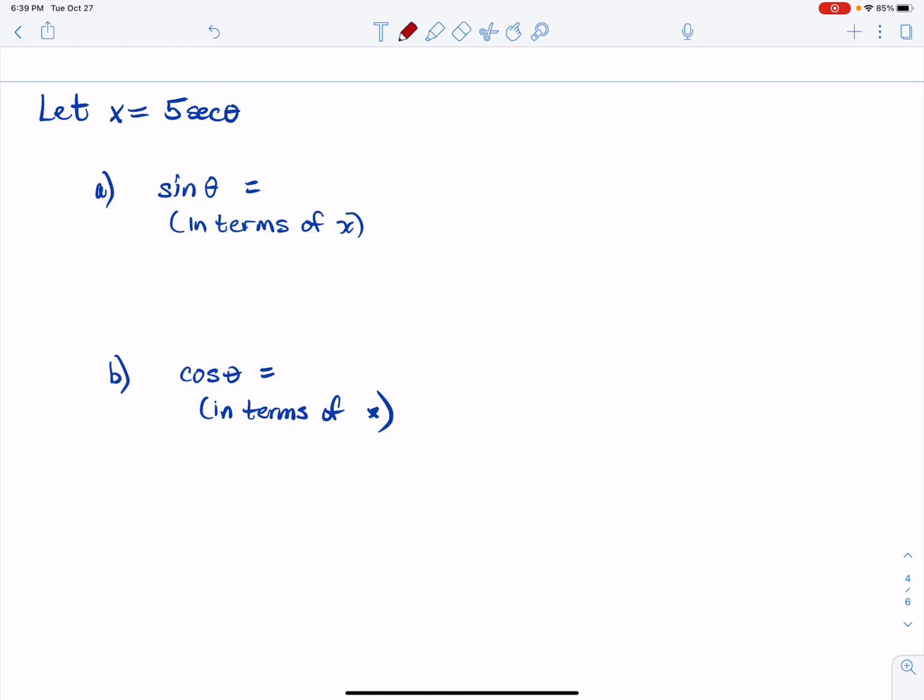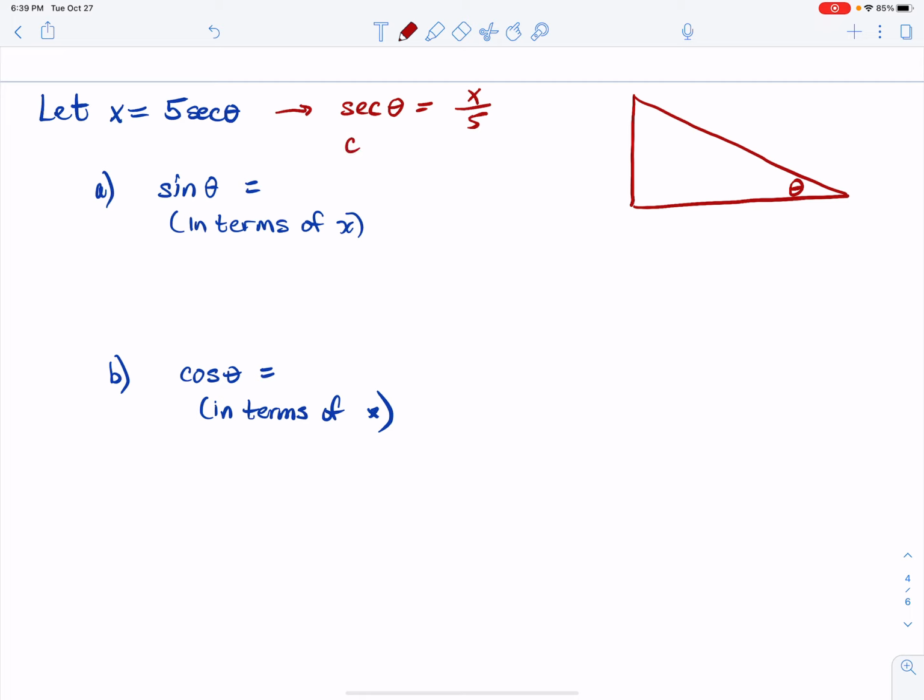So I want to create a triangle where there's one angle called theta. Oh, but you notice in the expression we're given, the trig function is not isolated. So I'm going to divide both sides by 5 first, just so I know what I'm dealing with here. Looks like secant of theta is x over 5. And we could work with that. Or remember that secant is a reciprocal function, which means it might be easier to look at it in terms of the cosine. And that means cosine of theta is 5 over x.